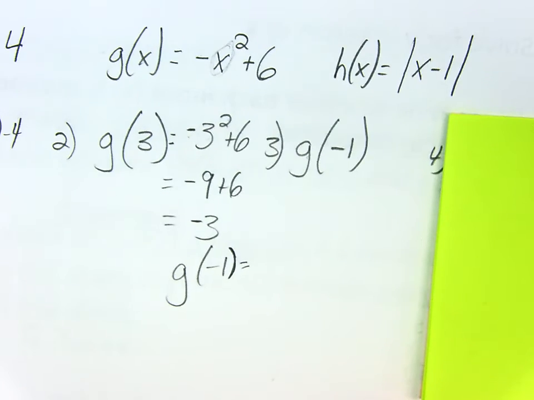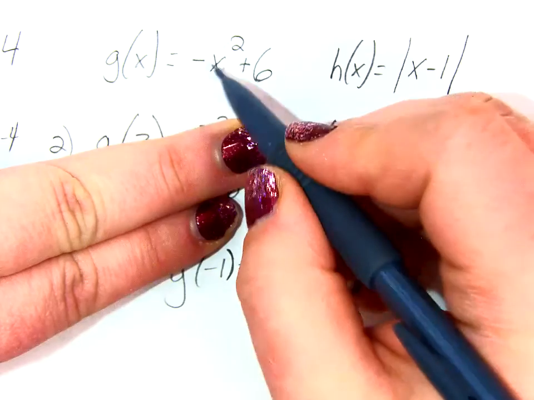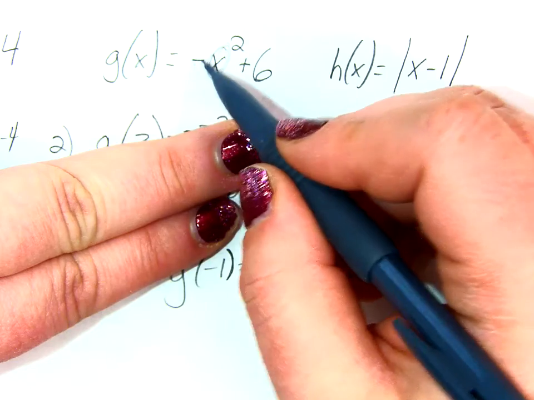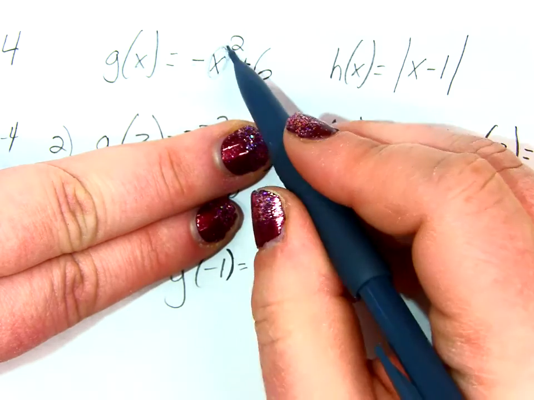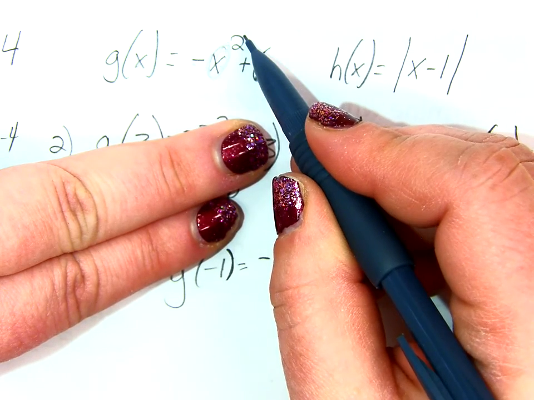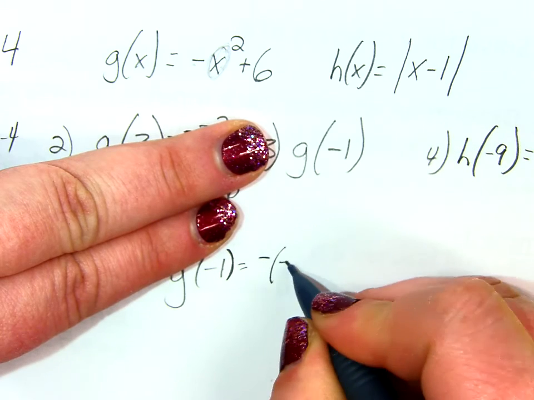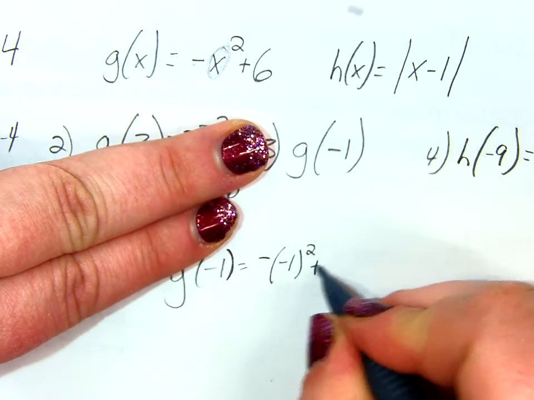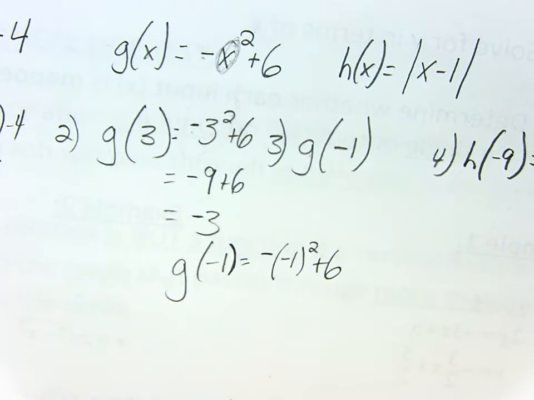Anyway, g of -1. What you want to do is take -1 and replace that x with it. So that negative is still there, and then instead of writing x, I'm going to write -1. Now, I do want to take whatever x is and square it. I really want to square the number -1, so in order to do that, you have to write it like this, and then plus 6. That's how you should have written it when you substituted in that -1.